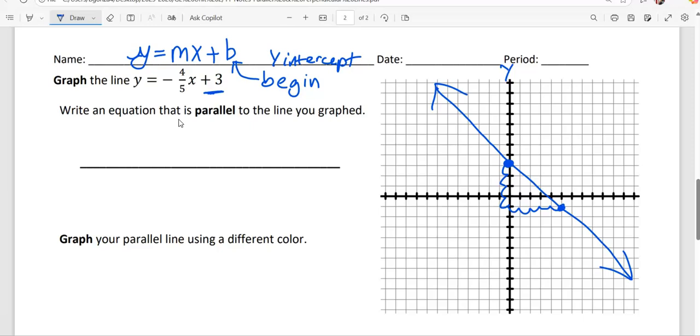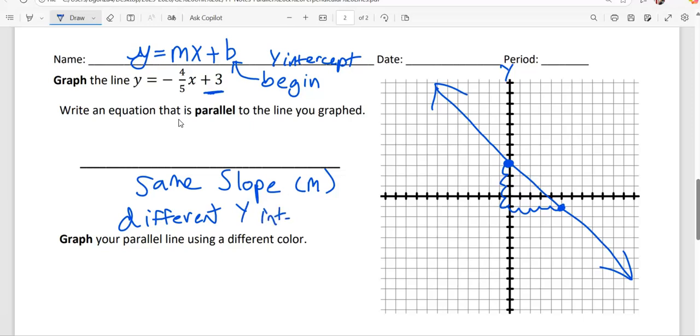Now, here's what you do for a parallel equation. Ready? We said it's same slope, right? Same slope, which is the M, but you need a different y-intercept, which is the B. All you have to do is change where you begin. Same slope, different B. So I would ask you to give me a different number, but I want to make sure it's spaced out enough.